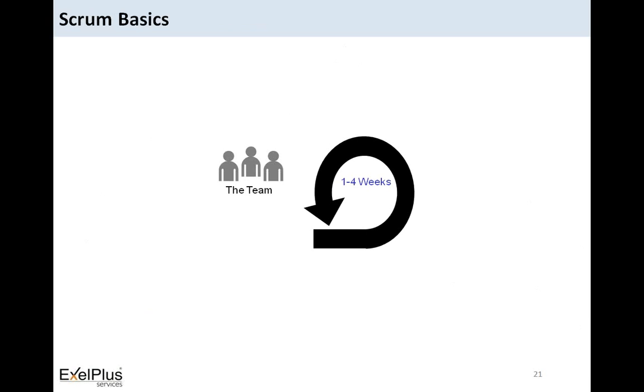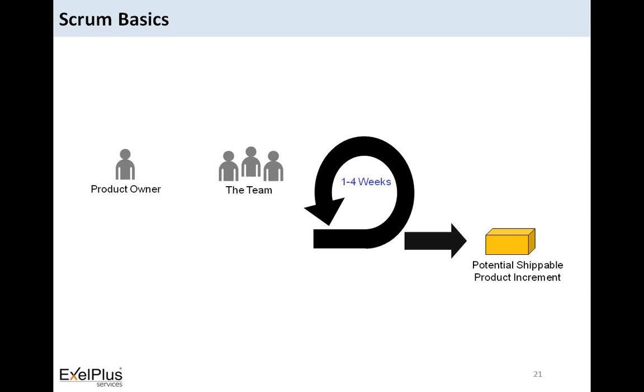Normally the Scrum team will be 7 members, minus 2 and plus 2, and as I said, the duration of the iteration will be 1 to 4 weeks. At the end of the iteration, they will deliver working software, which is shippable.